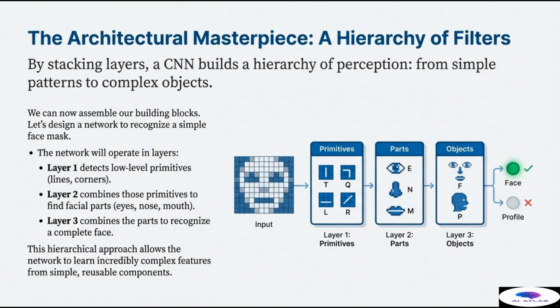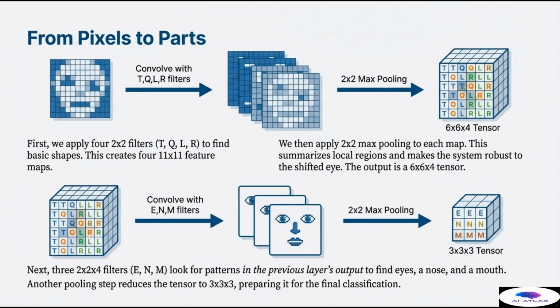It combines the high-level parts, eyes, nose, mouth, to recognize a complete object, such as a face, F, or a profile, P. This hierarchical approach is what gives CNNs their incredible power. By starting simple and gradually building complexity, the network learns to extract and categorize incredibly complex features from simple, reusable components, allowing it to generalize its knowledge effectively. Let's walk through the face recognition hierarchy in more detail.